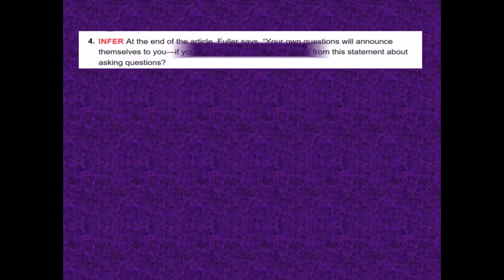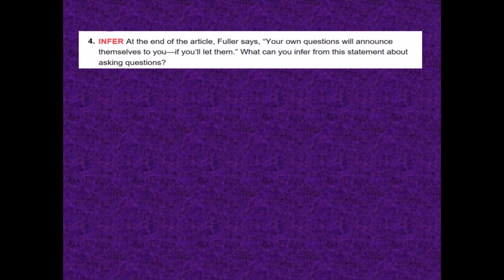Let us move on and infer or interpret the excerpt that I will provide here. At the end of the article, Fuller says your own questions will announce themselves to you if you let them. What can you infer from this statement about asking questions? Can you think about it?